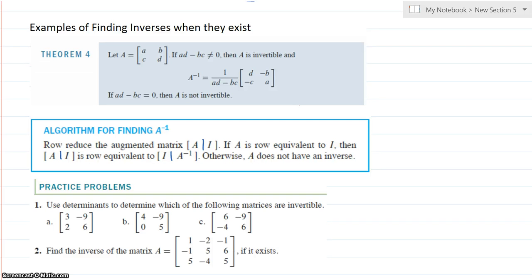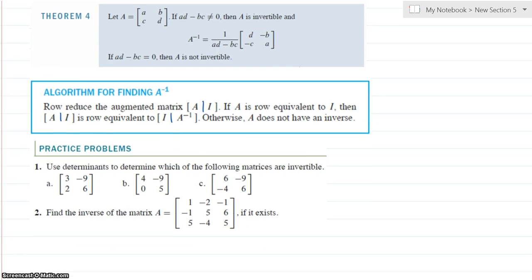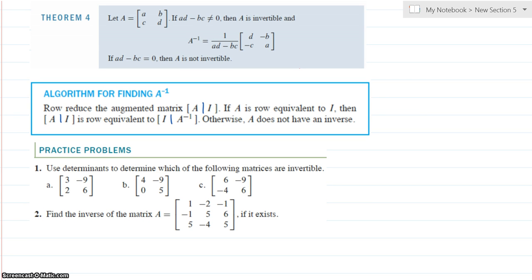Hello again. In this video, we're going to practice finding inverses when they exist. We have two ways of finding an inverse. If it's a 2 by 2, we have a formula, or we have this algorithm that works for any size, as long as it's an n by n matrix. So let's go ahead and look at practice problem number 1.